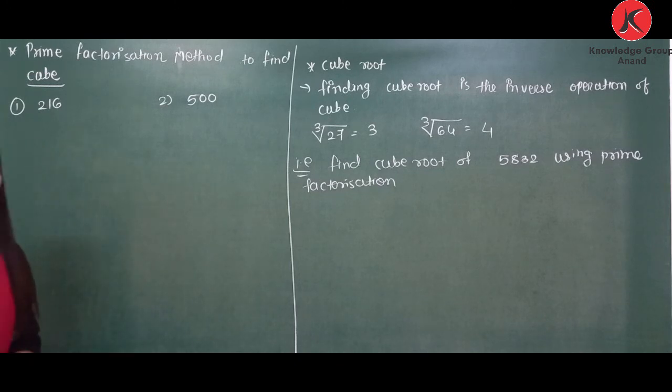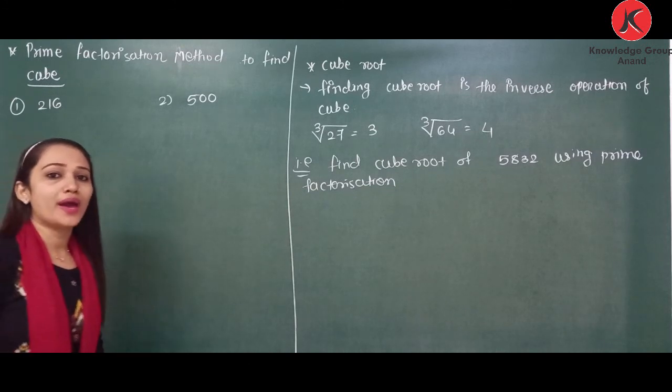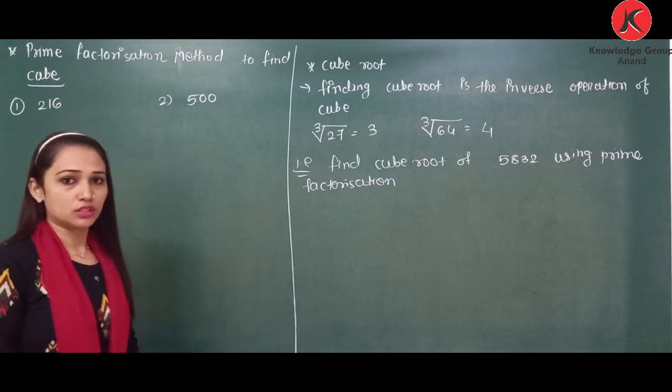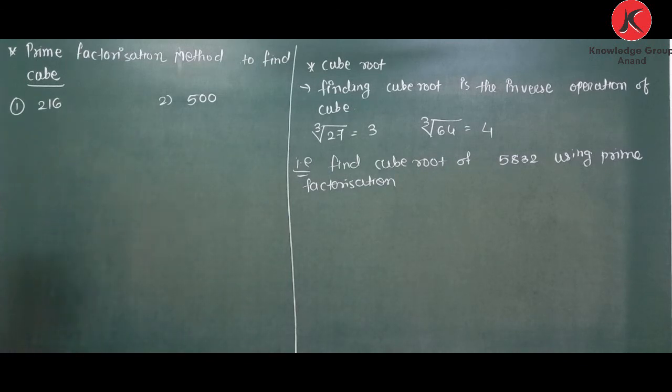Here we need to find the prime factorization, which means finding the factors of the given number. After that, make a group of 3 of each factor. If all factors are in groups of 3, then it is a perfect cube. So let's take some examples.